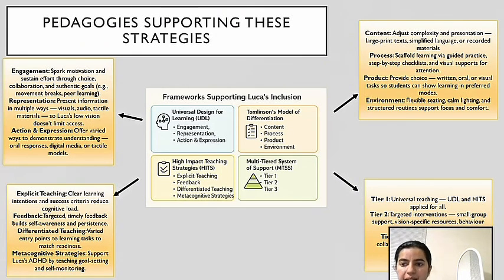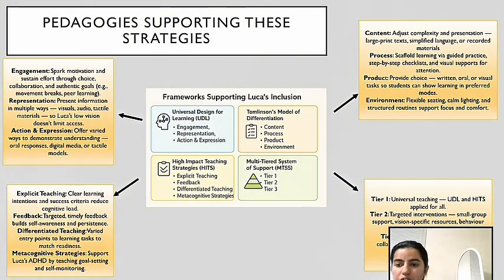When paired with high impact teaching strategies, explicit instruction, scaffolded modeling, timely feedback, and metacognitive reflection allow Luca to gain structure and agency. Using a multi-tiered system of support, we can balance universal, targeted, and individualized adjustments, ensuring inclusion is systematic, not situational. Furthermore, both Tomlinson's differentiation model and Maker's model of curriculum differentiation align strongly with inclusive practice, focusing on learner variability and responsive pedagogy.